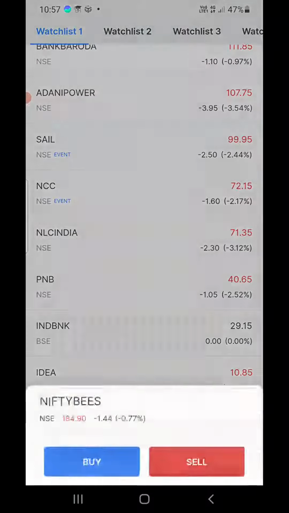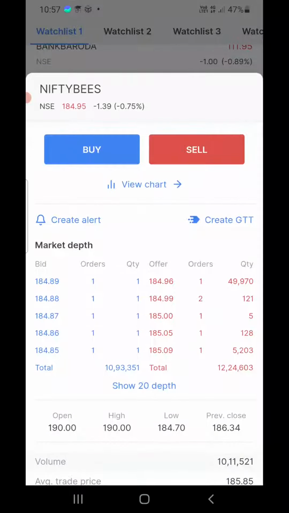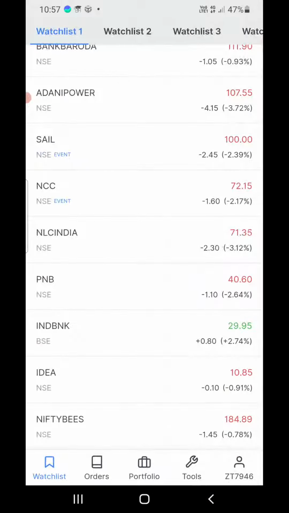Now you can purchase as many units as you want. Just like other shares, you can use the buy option here and you can simply enter the quantity and you can purchase it with the available amount that you have in your Zerodha app or any other app. So this is how you can invest in Nifty 50.